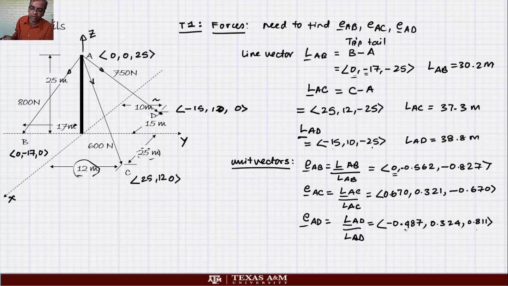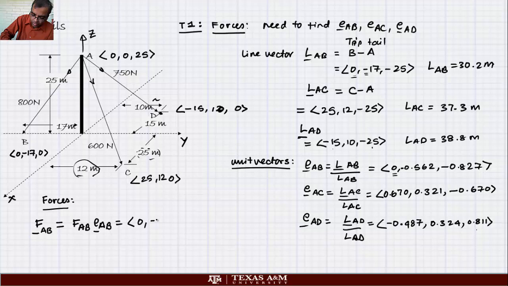Now that we have the unit vectors, finally we are going to do forces. FAB equals the magnitude FAB times EAB, which turns out to be, up to 3 significant figures, 0, minus 450, and then minus 662. And this is in newtons. You can do the same thing for FAC.